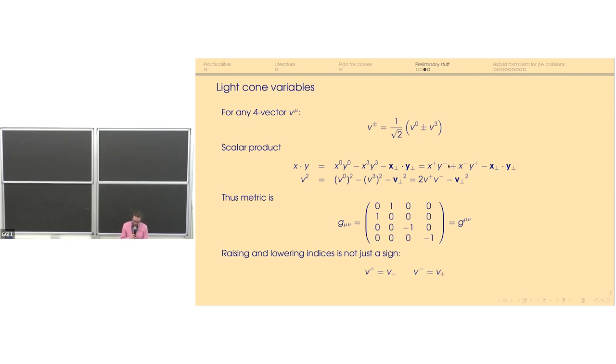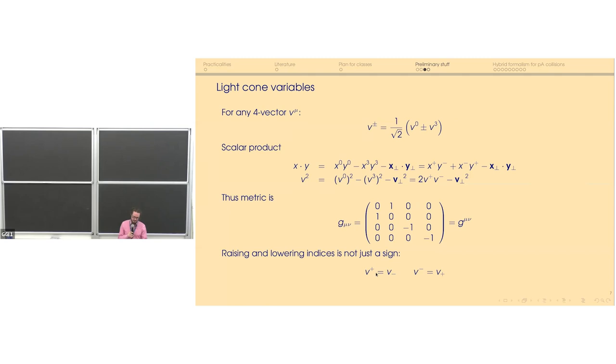So a scalar product of two vectors in terms of the light cone components is the plus component times the minus component, plus minus component times plus component, minus the transverse components. The square of a vector is two times the plus component times the minus component, minus the transverse components. If you want to write this in a covariant way, the metric tensor is non-off-diagonal in this plus, minus, transverse components.